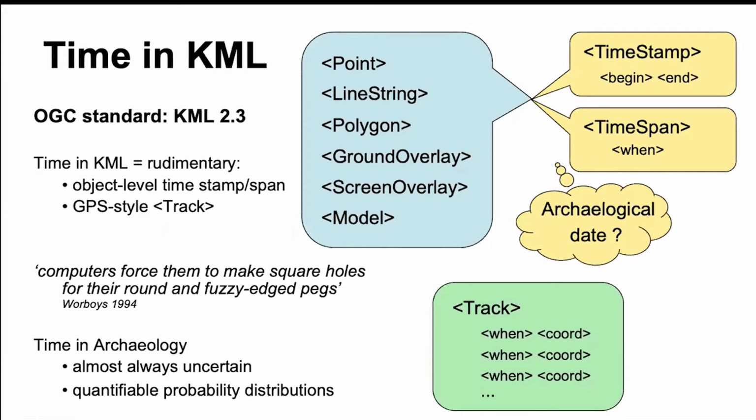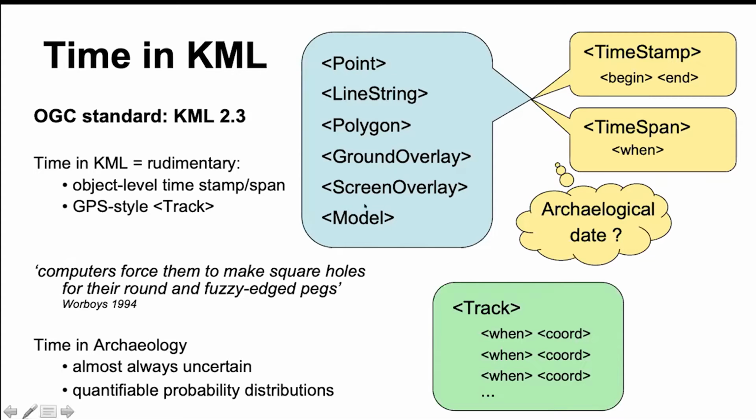KML, the original authoring language, has temporal capabilities. It's got quite a formalized way of incorporating time. These are the standard geographical spatial types: point, line string, polygon, that most people would know from GIS. Ground overlay is where you put a raster or a bitmap image. Screen overlay. And model actually is three-dimensional, this being a virtual globe. KML has been declared the OGC standard for data to go into virtual globes.